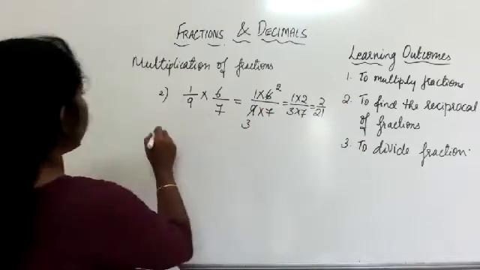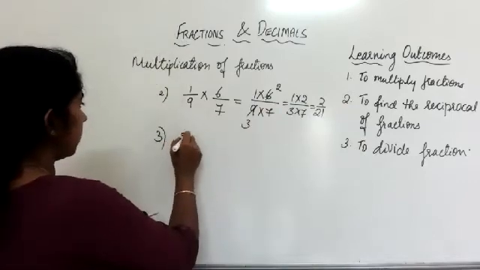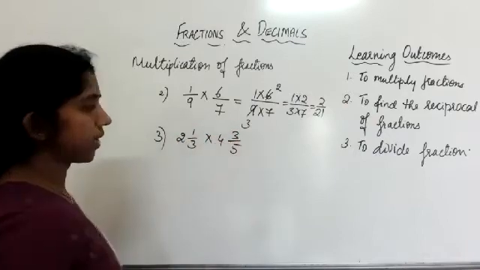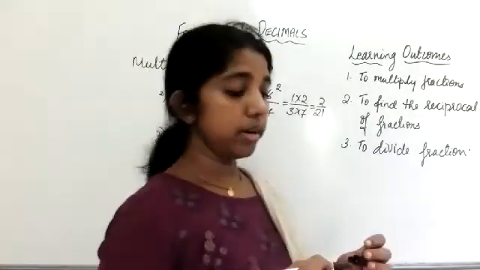Now, multiplying two mixed fractions. How to multiply 2 1 by 3 into 4 3 by 5? This is the question given. Can we directly multiply the mixed fractions?